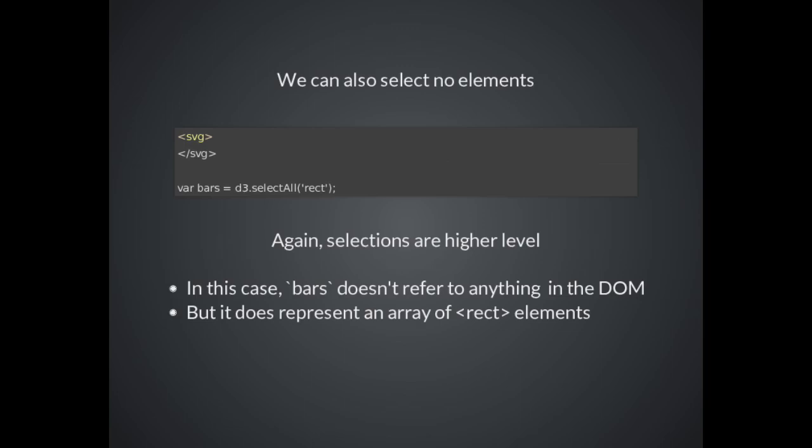Okay, so let's move on. Now we come to an interesting point. With selections, we can actually select no elements. Say we just have an empty SVG element in our document. And now we create this local variable bars and we select all the rects. Well, that's kind of weird. Why would we do that?